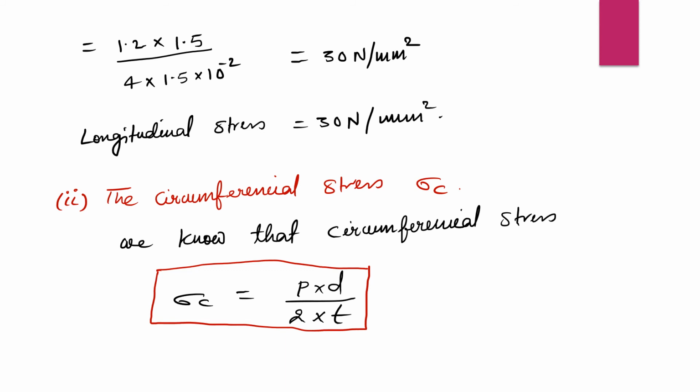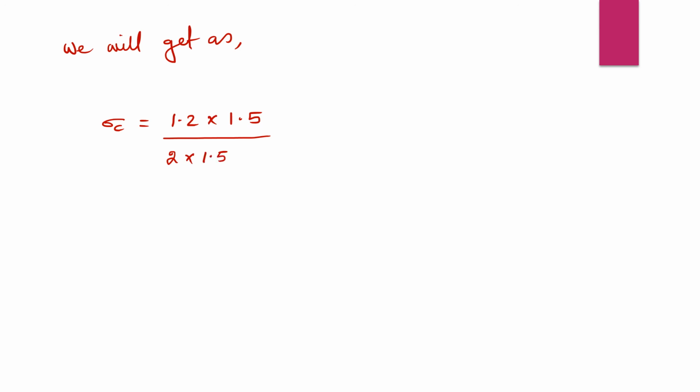So now what we have to do? We have to substitute all the values in the formula. So when we put all the values in the formula, we will get sigma C is equal to 1.2 into 1.5 divided by 2 into 1.5 into 10 to the power minus 2.